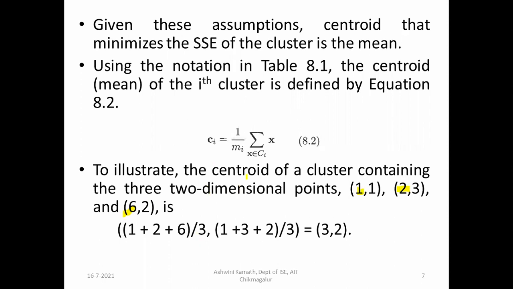Then add all the second values in each point: 1 plus 3 plus 2 divided by 3, which is 6 by 3, equal to 2. So this is how we find the centroid for the cluster.